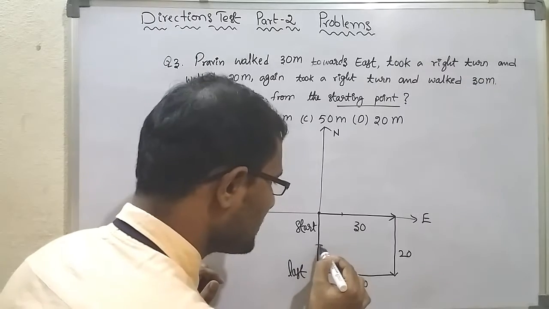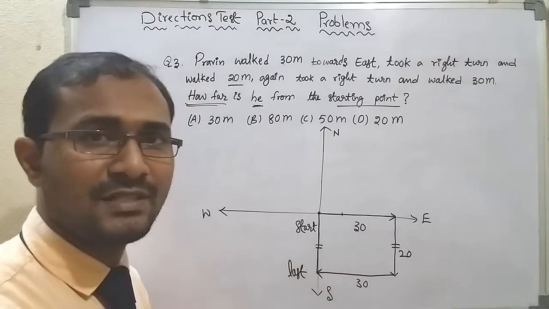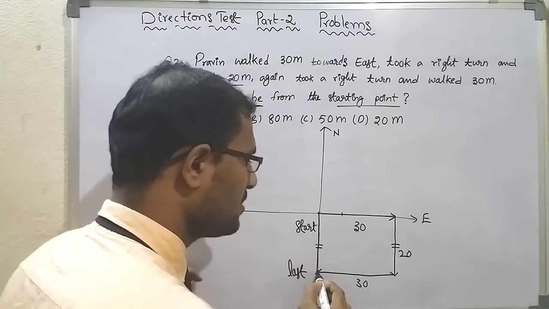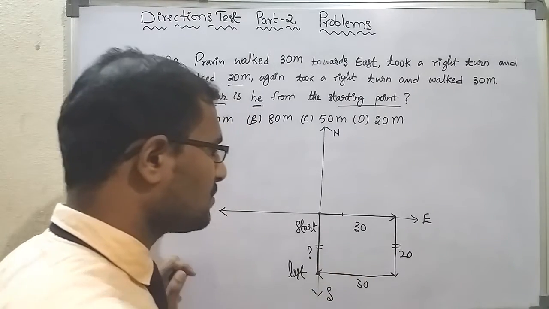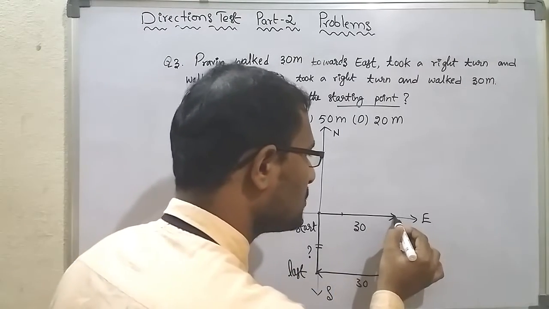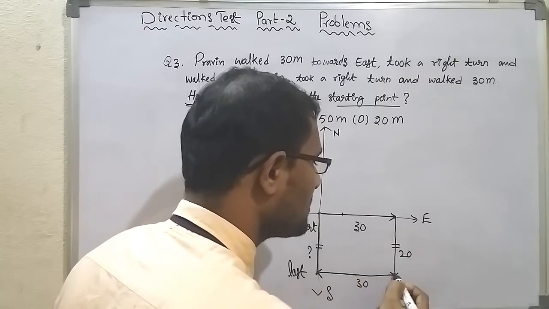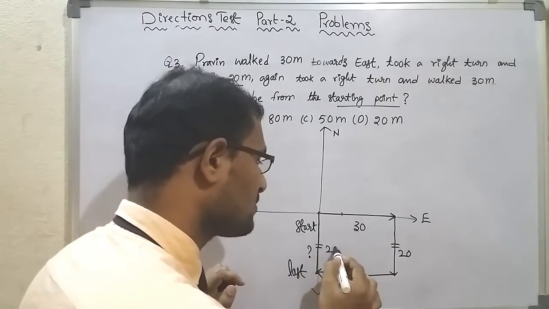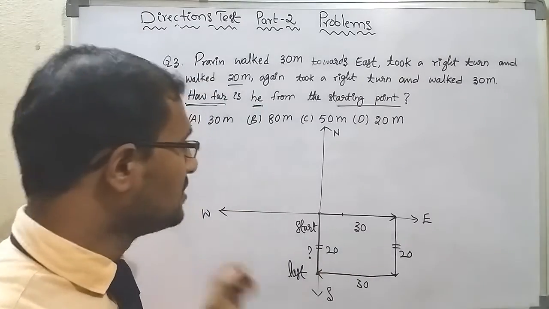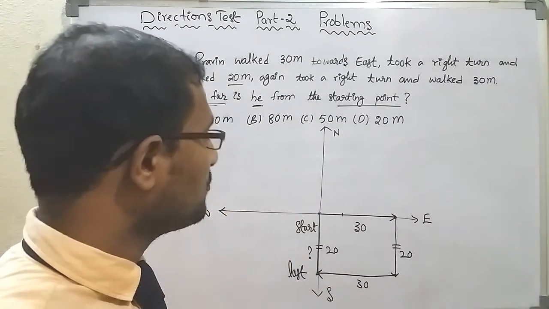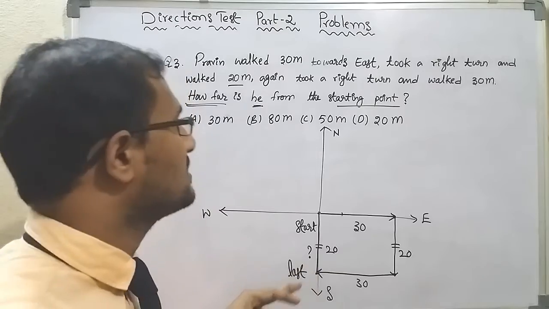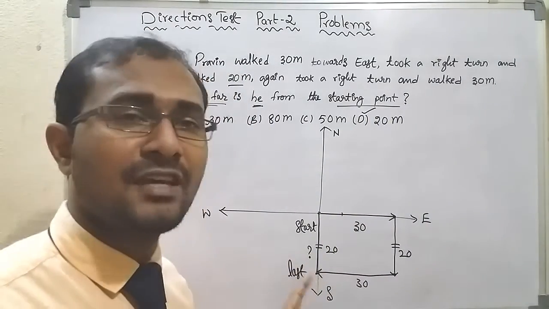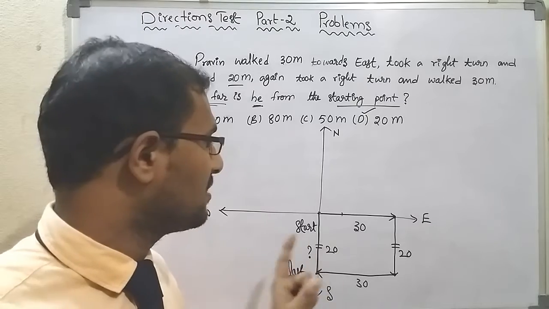Now see this line and this line, both are the same. So whatever the distance from this point to this point is equal to the distance from this point to this point, because both lines are the same. So here also the distance is 20. So how far is he from the starting point? The answer for this question is 20. It means option D.